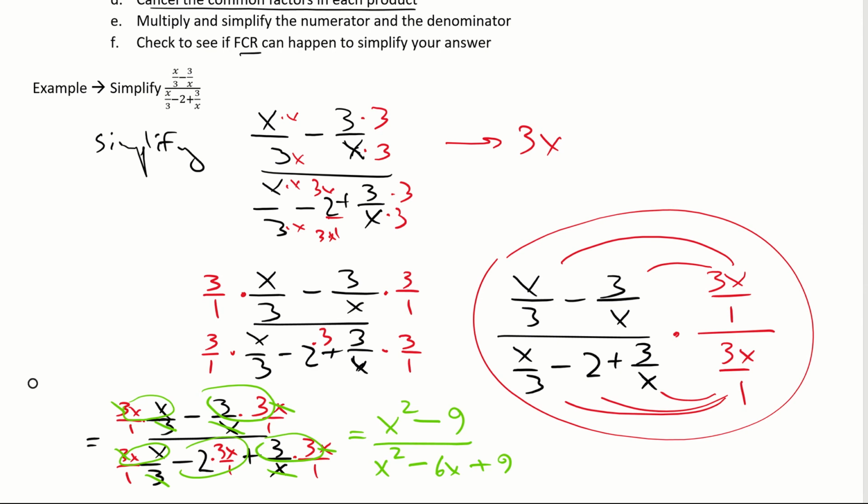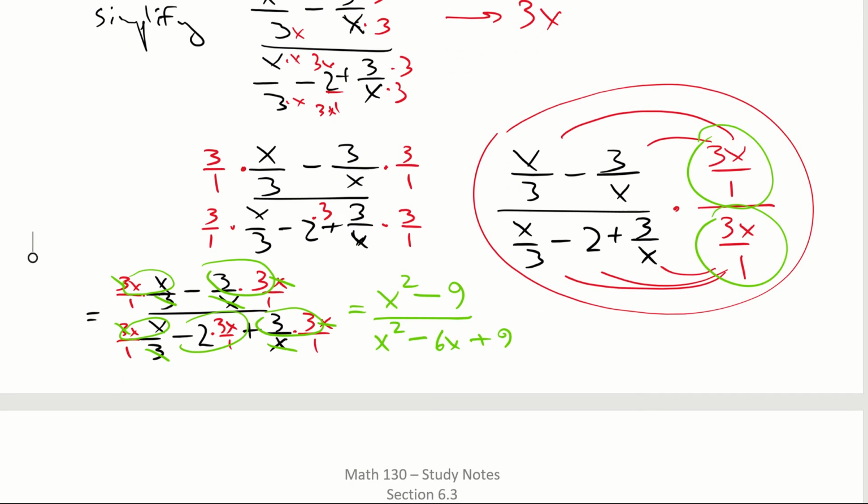That's it. You have to figure out what you're going to multiply by and then multiply everybody by it. And when you do that, you get to cancel a whole bunch of fractions. Are we done? No. I'm suspicious. I'll check with FCR. Thank you very much.